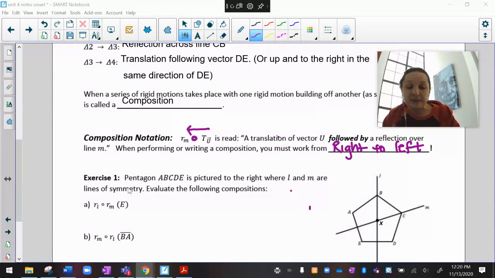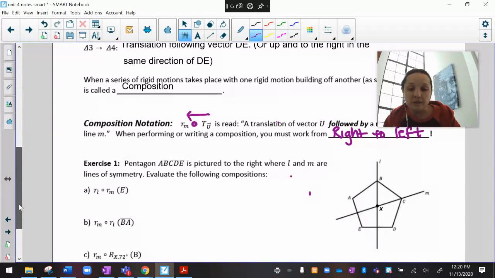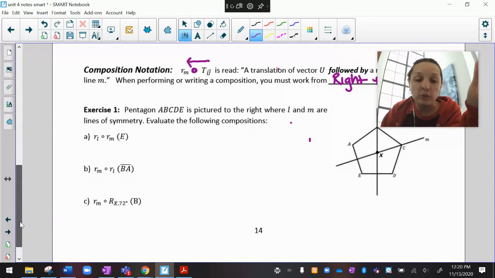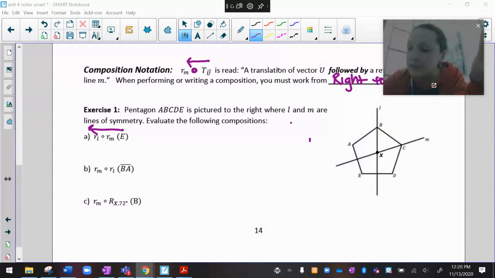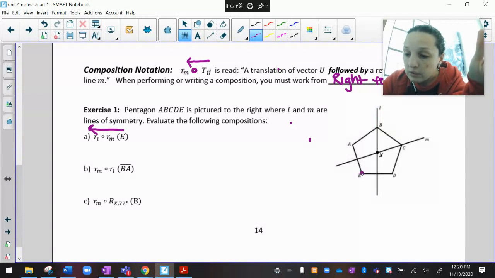What's next? It says pentagon ABCD is pictured at the right, where L and M are lines of symmetry. Evaluate the following compositions. Okay, so this says reflect over L following a reflection over M and do that to point E. So I am going to go right to left. So I am going to start at E, which is right here.